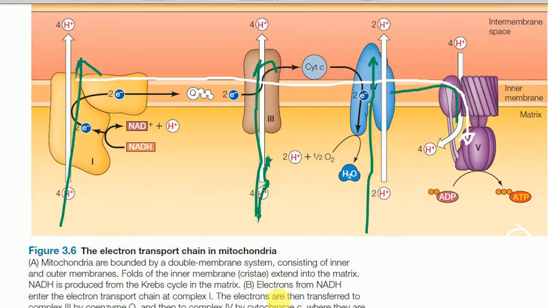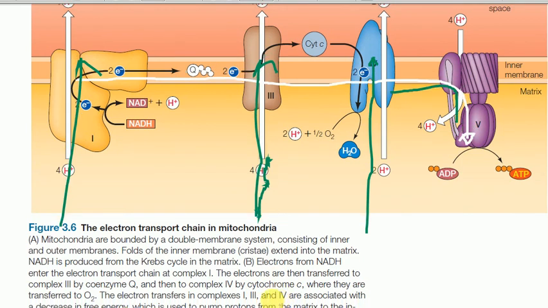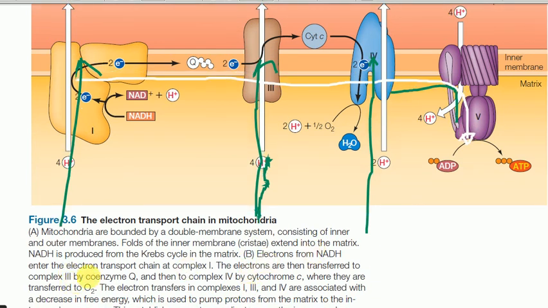Now electrons from NAD, we say, enter the electron transport chain at complex 1. You see them entering at complex 1. The electrons are then transferred to complex 3 by coenzyme Q. So coenzyme Q, then complex 3, coenzyme Q then enters complex 3, and then to complex 4 by cytochrome C. Cytochrome C, complex 4, where they are transferred to oxygen. So we go to oxygen through whom? Through complex 4, which is cytochrome oxidase, which is an enzyme.